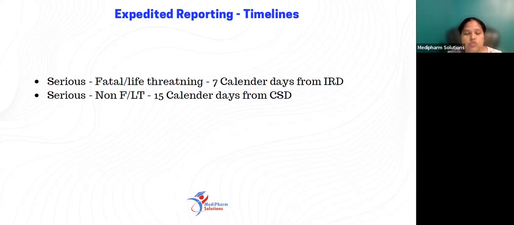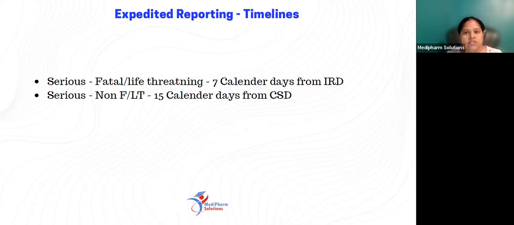Sometimes students confuse this with central receive date. Central receive date means when the pharmacovigilance team is aware of this adverse event. So you should not confuse with that. IRD and CSD are both the same: initial receive date and clock start date. These are the times at which the first point of contact pharmacovigilance professional is aware of this serious event.